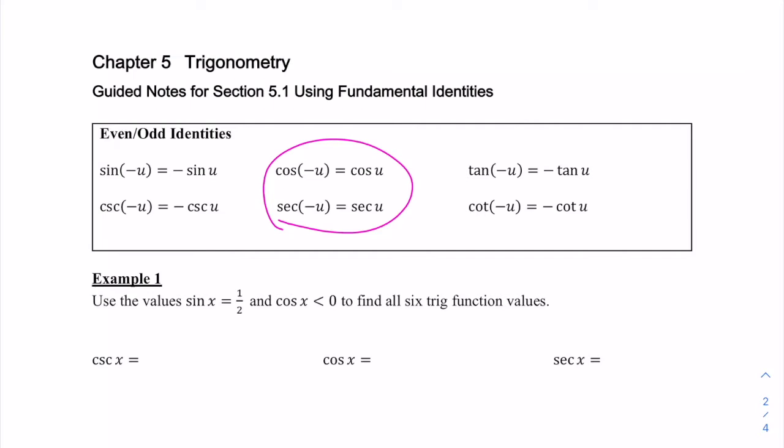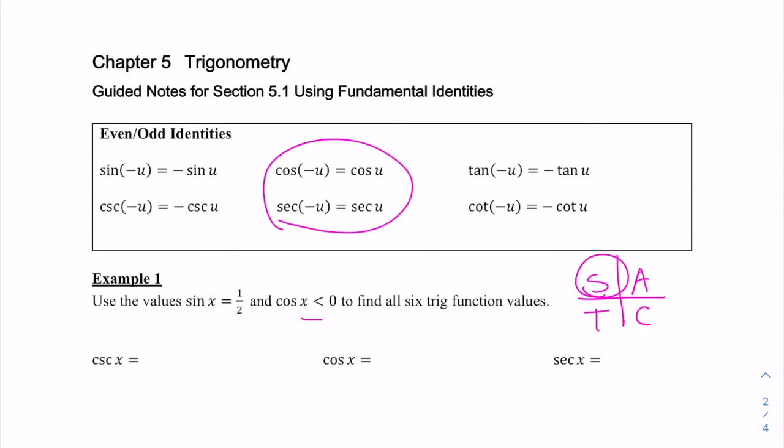Okay, so let's evaluate sine of x equals 1/2 when cosine is less than 0, meaning it's negative. So that would put us into the second quadrant, right? So the sine is positive and cosine is negative. And we want to actually use the identity. So we want to refrain from trying to use a right triangle. This is just for practice, and knowing these is really helpful.